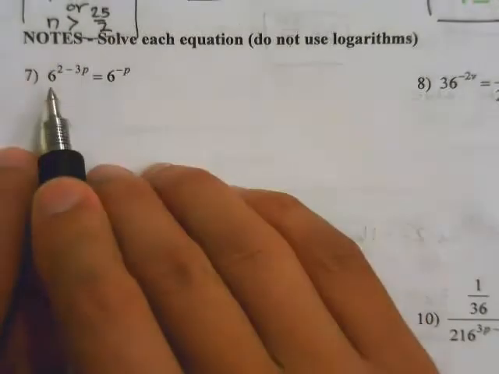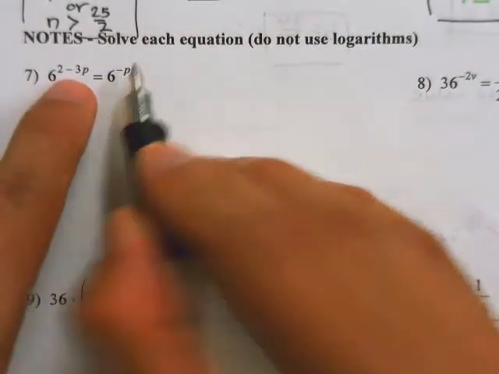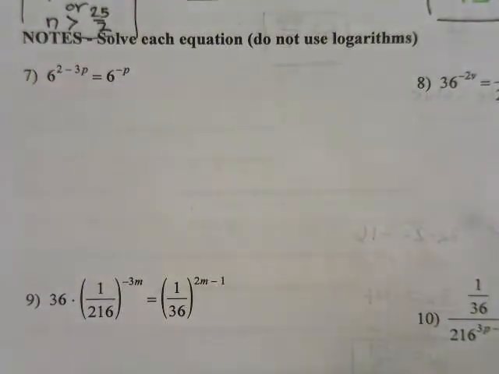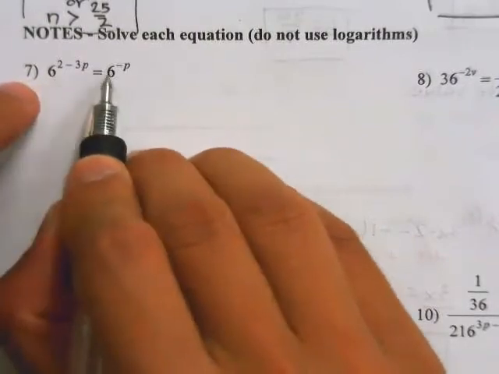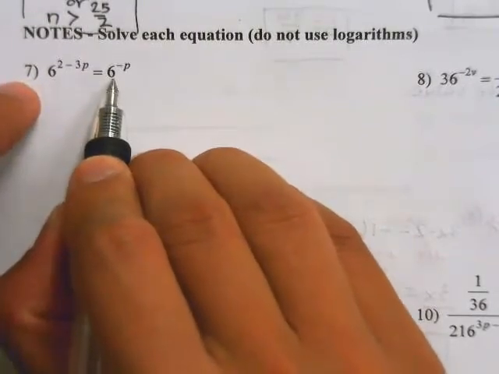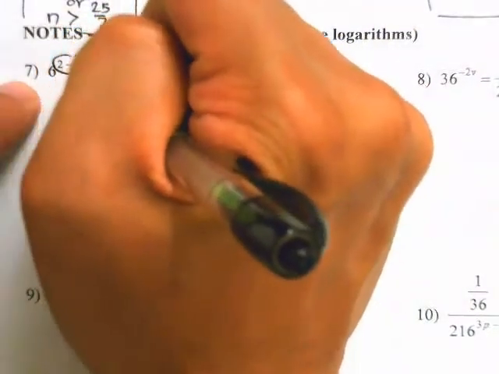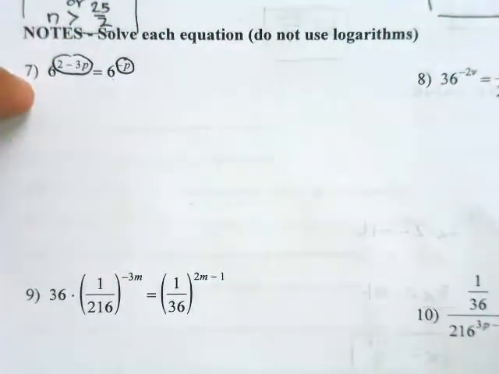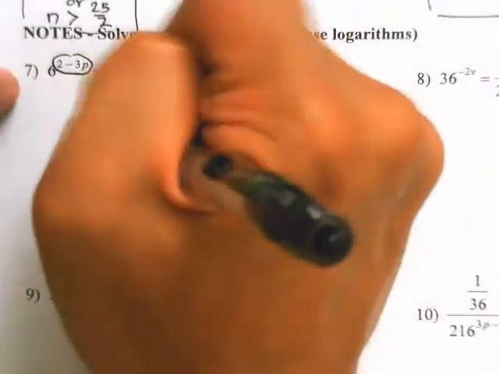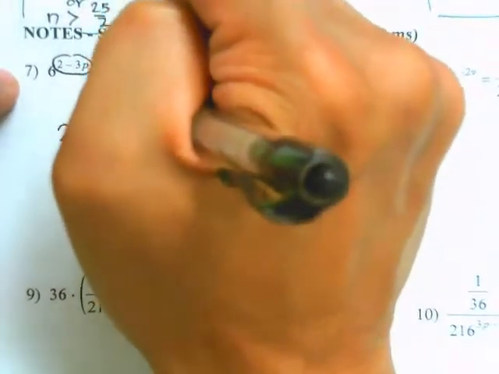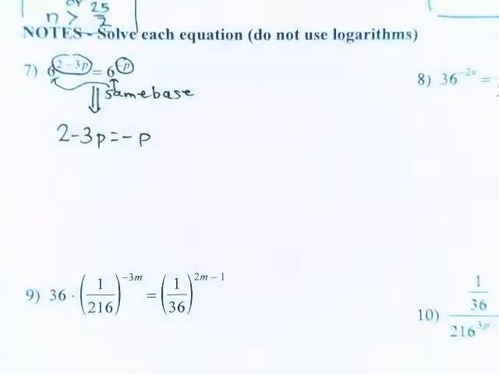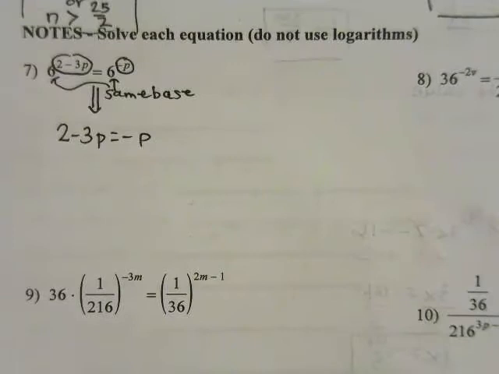So this is a base, and then you have an exponent, and in the exponents is where our variables are. If the bases are the same on each side, which they are, this is a base of 6 and a base of 6 over here, then you can just grab the exponents and set them equal to each other. So then it's going to be 2 minus 3p is equal to negative p. Same base on both sides.